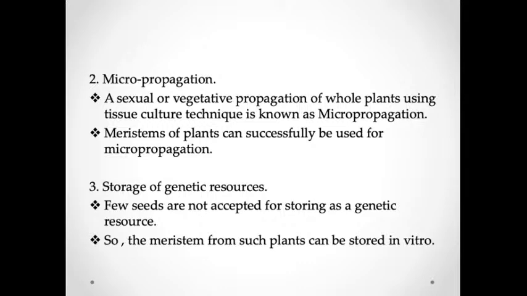In the case of micropropagation, sexual or vegetative propagation of whole plants using tissue culture is known as micropropagation. The meristem of plants can be successfully used for micropropagation. In micropropagation, the whole plant is produced through the tissue culture technique, as part of sexual or vegetative propagation. Meristems are widely used in micropropagation.